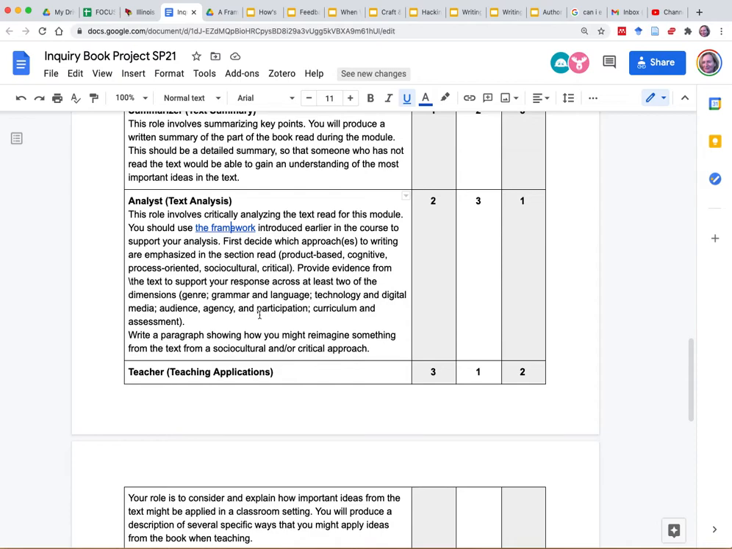Or this, I really like the way that this book shows me a really good process approach to writing, but how could I adapt it to be more critical in its approach? So one of your really important roles as a teacher is to critically analyze resources for your classroom. So that's one of the reasons why this role is so, so important. And you're also going to be analyzing the text based on the framework and then writing a paragraph to reimagine something from the text. So I want to show you a couple of examples, two ways that two different people have approached this task.